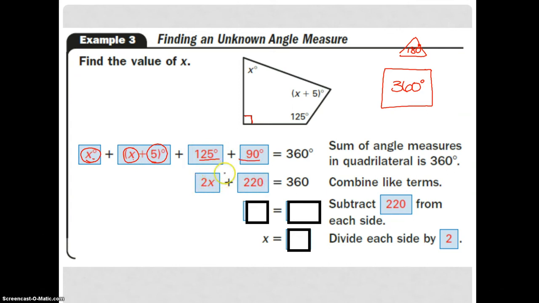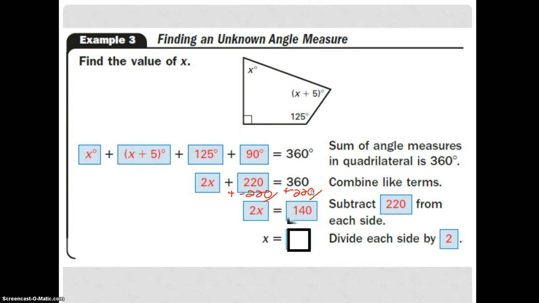It's a 2-step problem now. Let's get rid of the 220. Add the opposite of 220. You're left with 2x equals 140, and then divide by the coefficient. X equals 70. Now this just asks you to find the value of x. Sometimes you will have to plug the x back in.